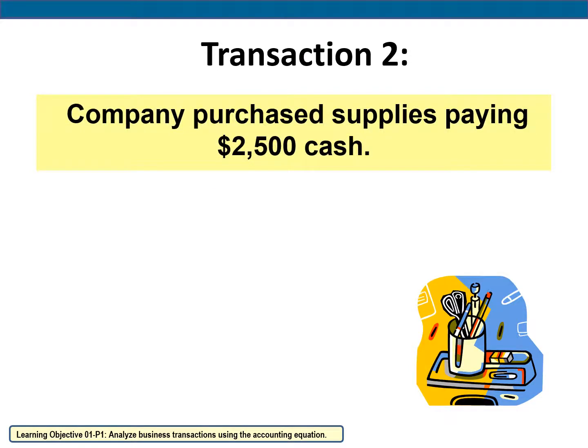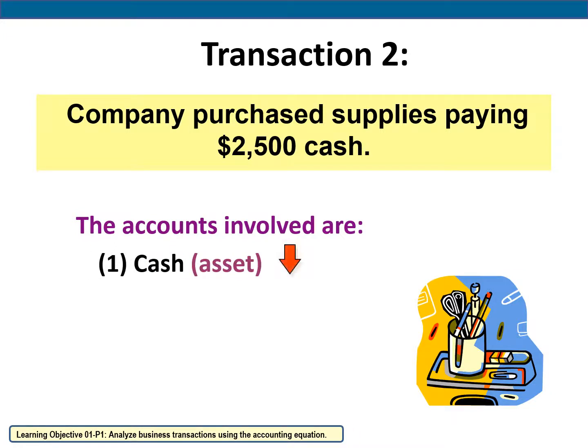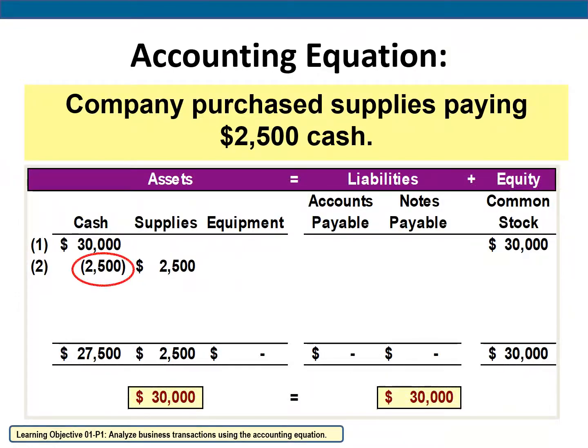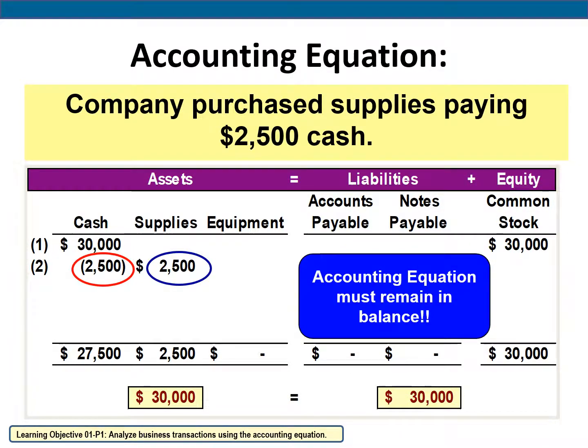In transaction 2, the company purchased supplies by paying $2,500 cash. So what two accounts are affected? Our cash account is going down because we're paying money out to purchase supplies. And supplies in this case is considered an asset account, so our asset account, supplies, is going to increase. If we were to look at that in the form of the accounting equation, we have our cash going down by $2,500, and we have our supplies increasing by $2,500. So our total assets are at $30,000, and our total liabilities and equity are at $30,000. So we are still in balance.